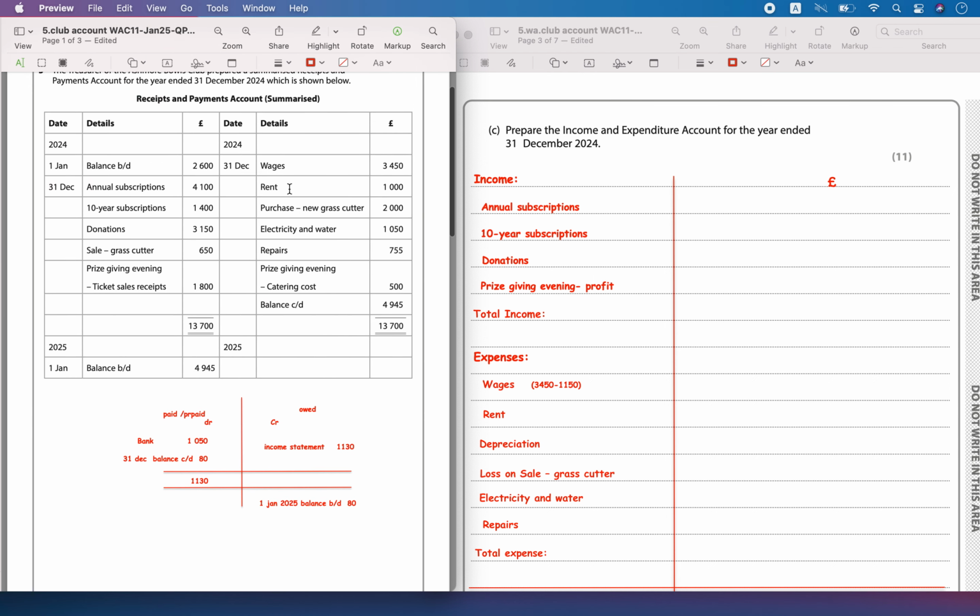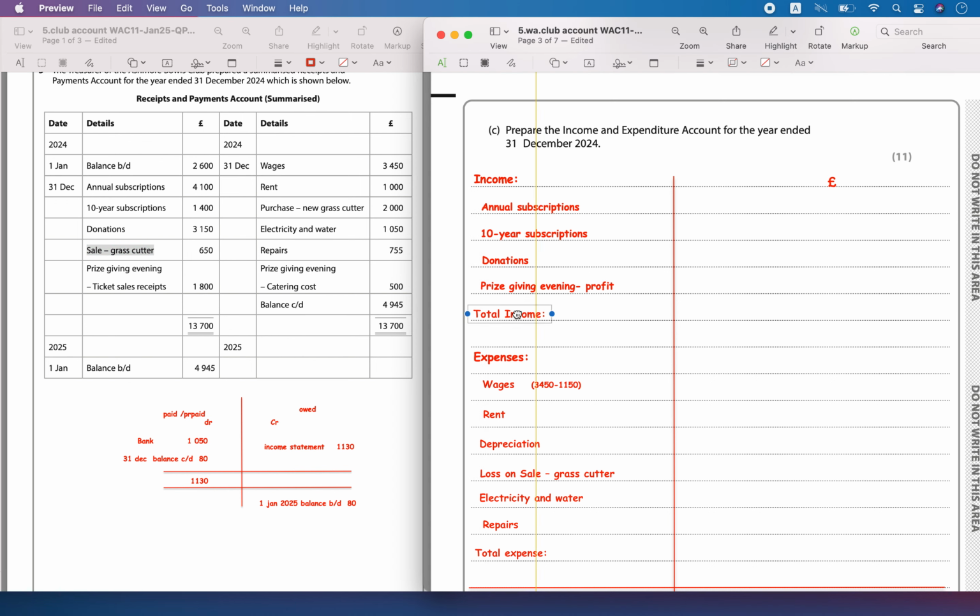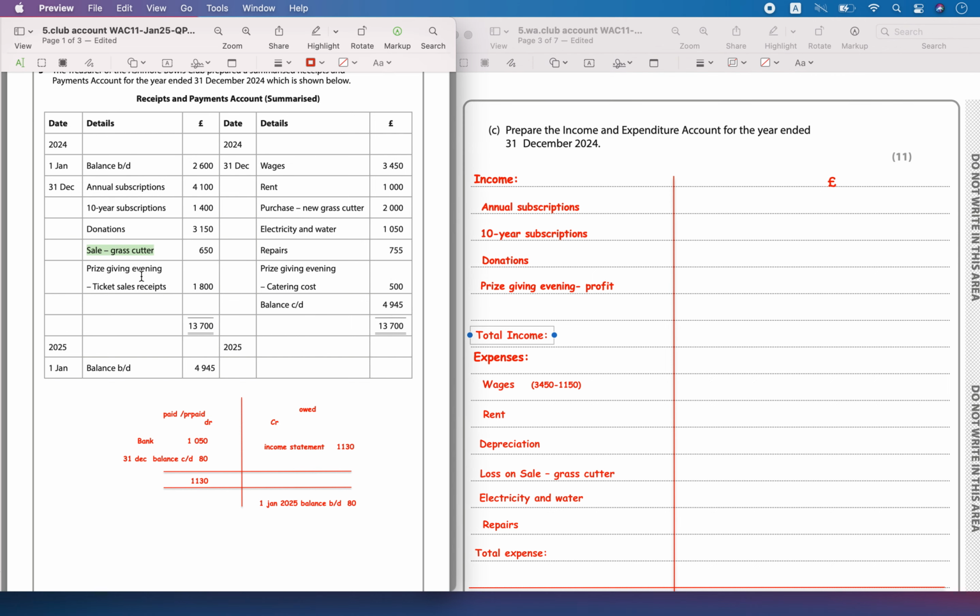If you are able to see, this is a bank account. From this we will know most of the income and expenditure. We will know that there is an annual subscription, there was 10-year subscription income, donations that came into the business, and then there was a sale of grass cutter. We have to see whether it has generated a profit or a loss. If it was a profit, you will include it here. Otherwise you will include it as a loss, meaning it becomes an expense.